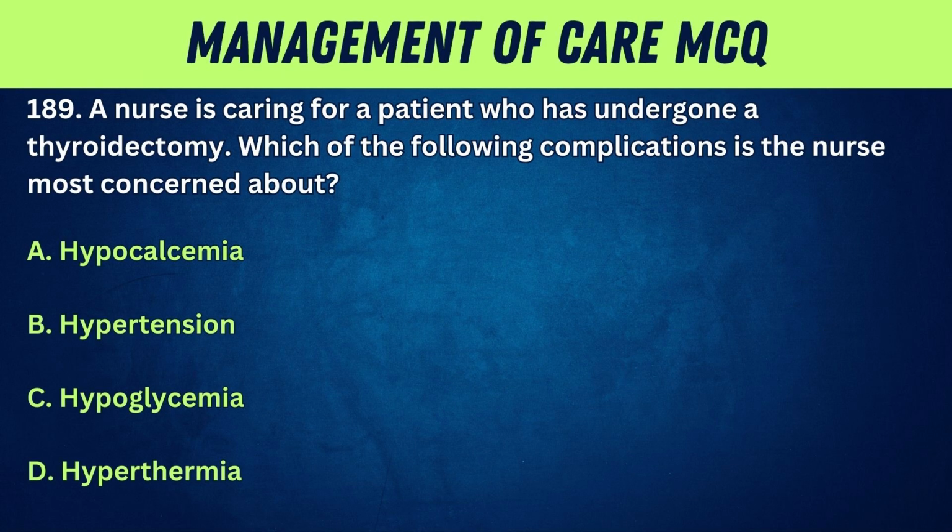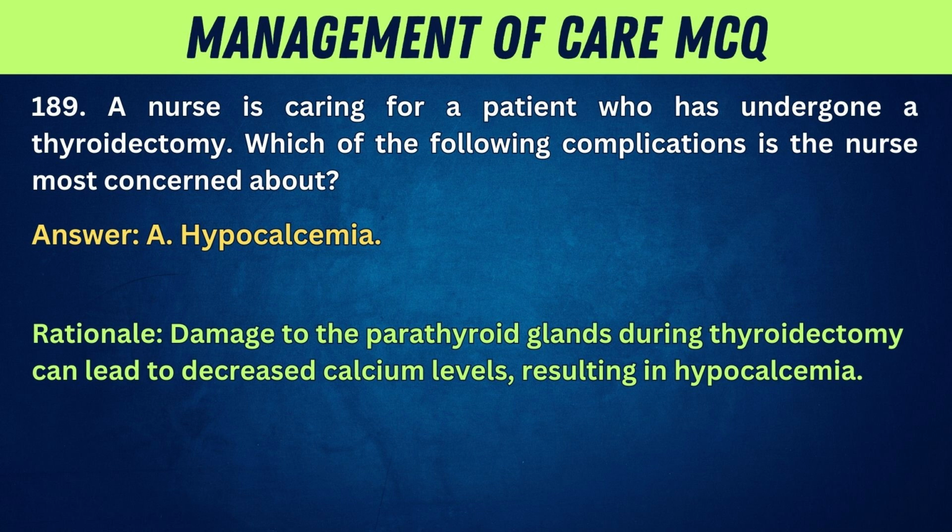189. A nurse is caring for a patient who has undergone a thyroidectomy. Which of the following complications is the nurse most concerned about? A. Hypocalcemia. B. Hypertension. C. Hypoglycemia. D. Hyperthermia. Answer: A. Hypocalcemia. Rationale: damage to the parathyroid glands during thyroidectomy can lead to decreased calcium levels, resulting in hypocalcemia.